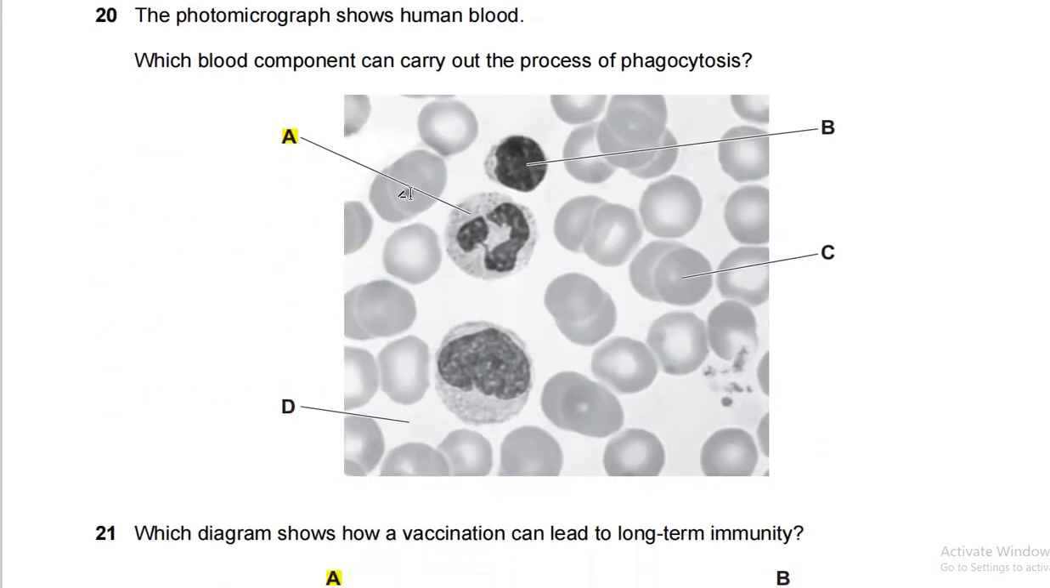Right. The photomicrograph shows human blood. Which blood component can carry out the process of phagocytosis? So it's definitely got to be this weird earthworm-kind of cell, or that specific thing. And this one, if I'm not mistaken, is a lymphocyte that covers almost all of the cell, but not entirely. This is also not a lymphocyte, but a phagocyte that has literally divided into two, so you need to figure it out like this.